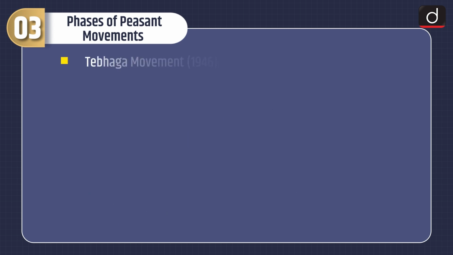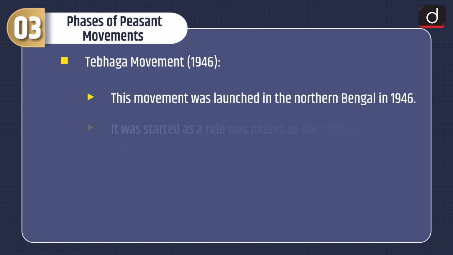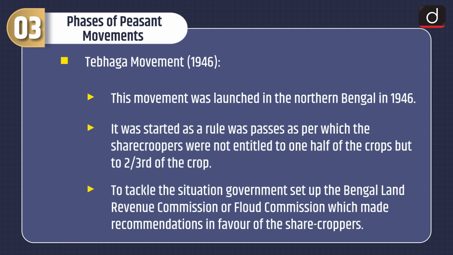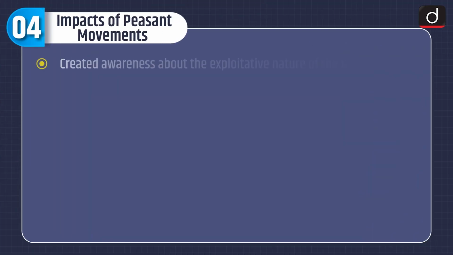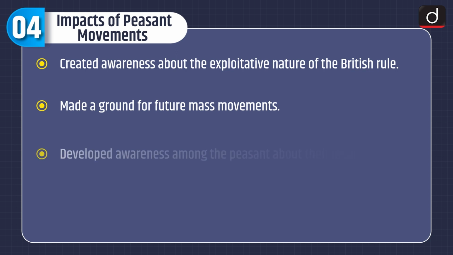And Tebhaga Movement 1946. This movement was launched in northern Bengal in 1946. It was started as a rule was passed as per which the sharecroppers were entitled not to 1/2 of the crops but to 2/3 of the crop. To tackle the situation, the government set up the Bengal Land Revenue Commission or Floud Commission, which made recommendations in favor of the sharecroppers. Now lastly, let's discuss the impacts of peasant movements.